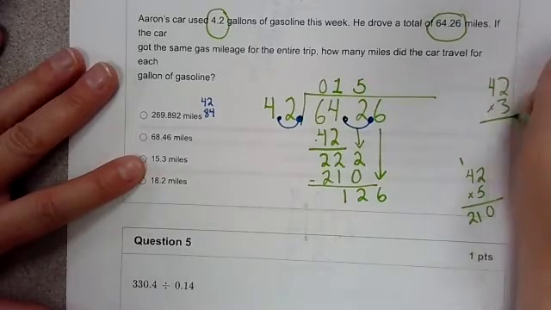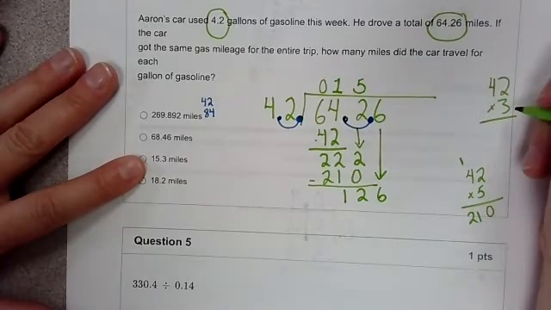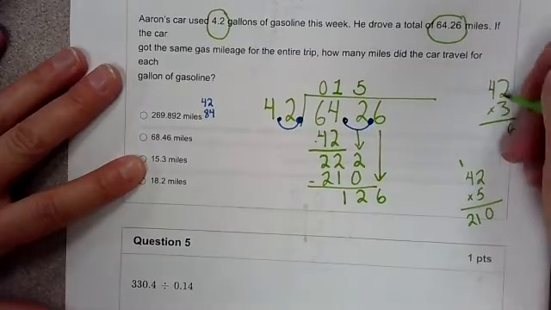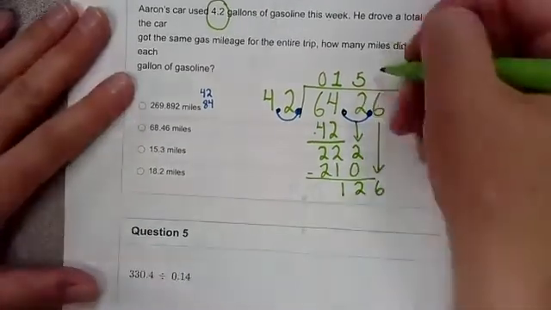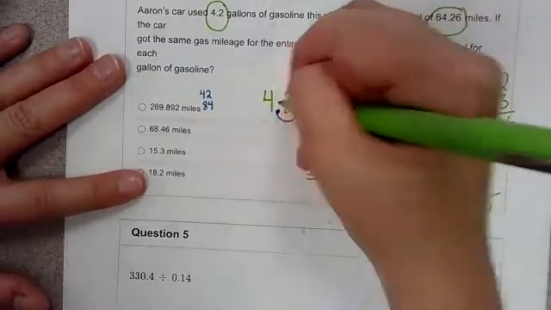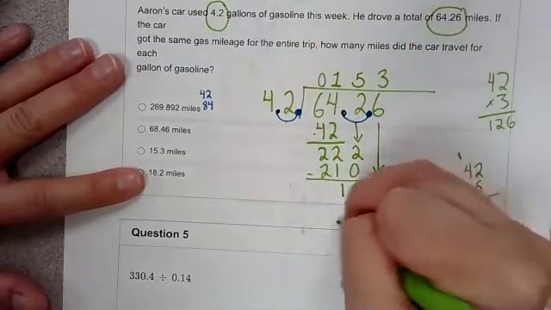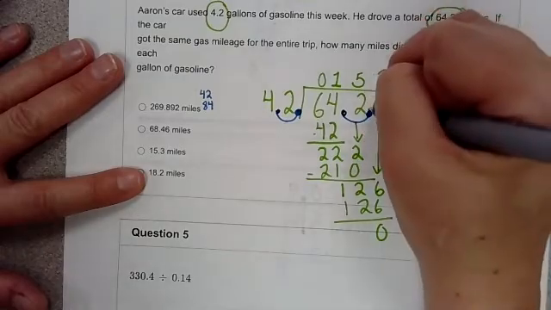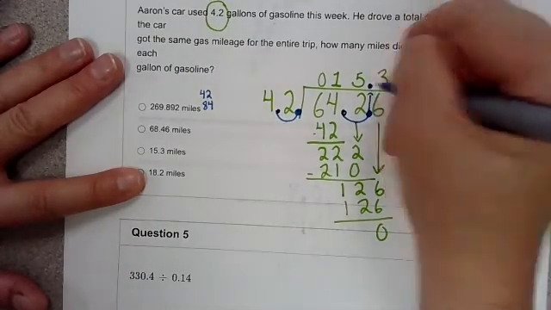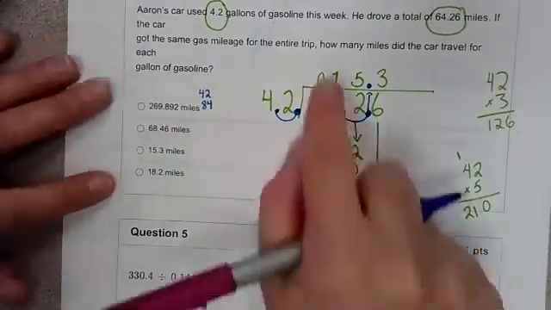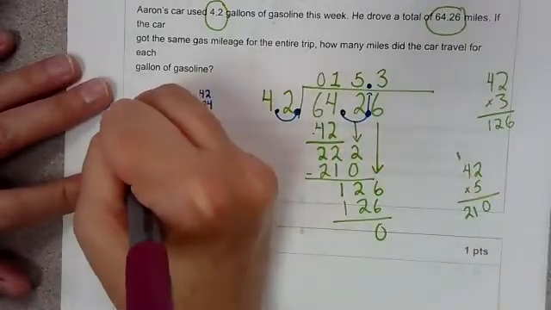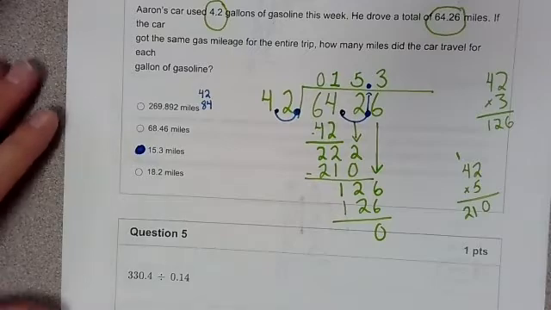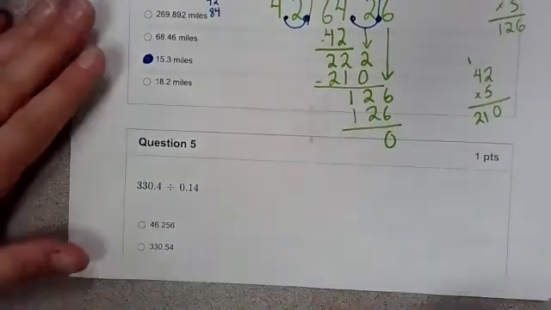What'd you say? It's 3? Okay, let's see. 3 times 2 is 6. This times this is 12. Yep, 3 works. Put your 3 up here. 3 times 42 is 126. And when you subtract, you get a 0. And then the last thing, elevator ride the decimal. Bing, bing, bing, bing, bing, bing. Bing! So your answer is 15 and 3/10, which is right there. Capiche?